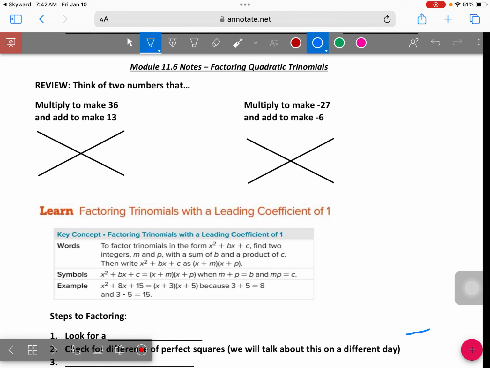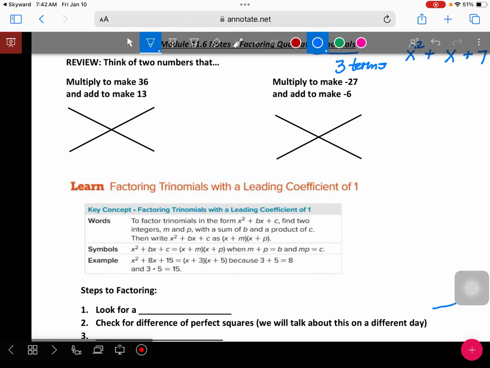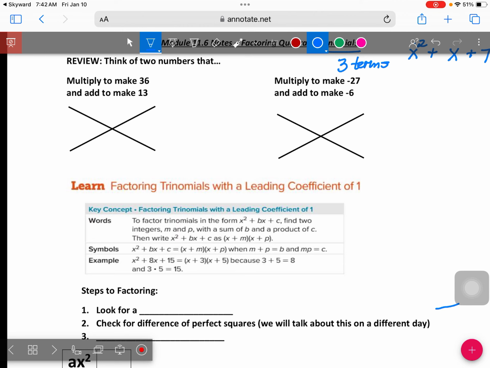Trinomials means what? How many terms? 3 terms. And a quadratic means that the degree of it is going to be to the second power. So you're going to have something that looks like this, okay? 3 terms, and the degree is to a second power. So multiply. We're looking for 2 numbers that multiply to give you 36. So we're going to put 36 up here, and I'm going to put multiply to give you 36, and they add to give you 13.